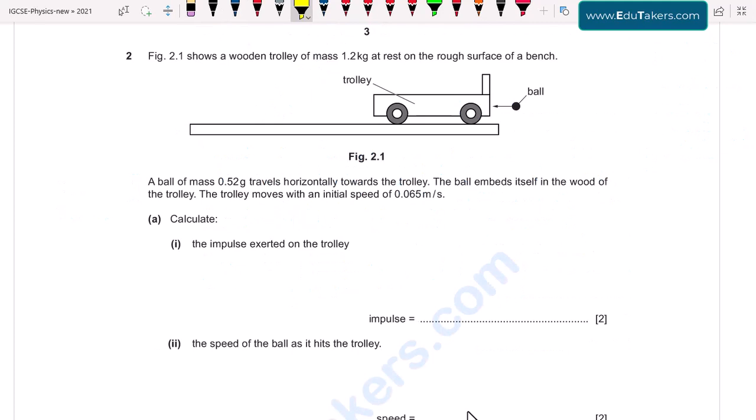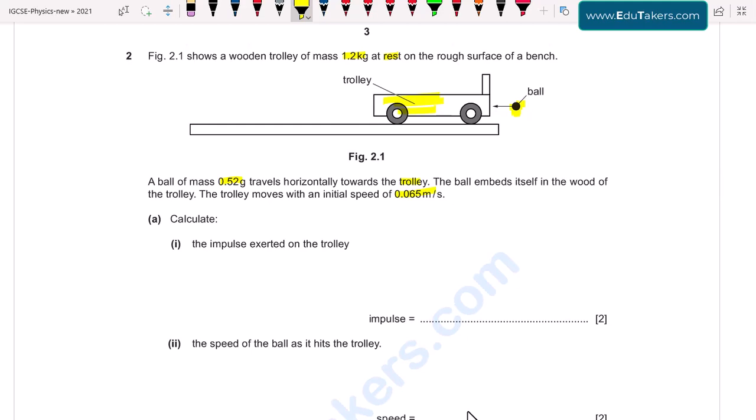Question number 2. Figure 2.1 shows a wooden trolley of mass 1.2 kg at rest on a rough surface on a bench. So here is a trolley and there is a ball that is coming towards the trolley. A ball of mass 0.52 gram travels horizontally towards the trolley. The ball embeds itself in the wood of the trolley. The trolley moves with an initial speed of 0.065 meter per second.